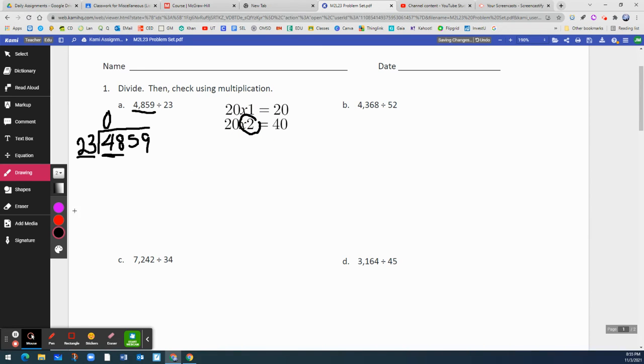Now, we're going to write the number right where the answer is. So that's going to be 2. 2 times 23. Okay, let's do this individually. 2 times 3 equals 6. And 2 times 2 equals 4. So here's the subtraction, and the difference between those two numbers is 46. Now, our next step is to bring down the 5.